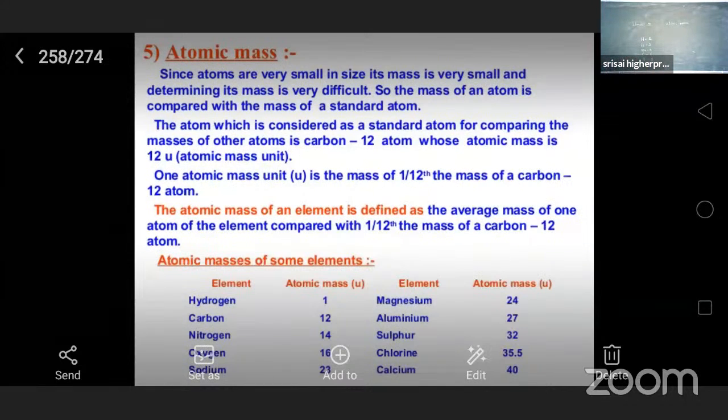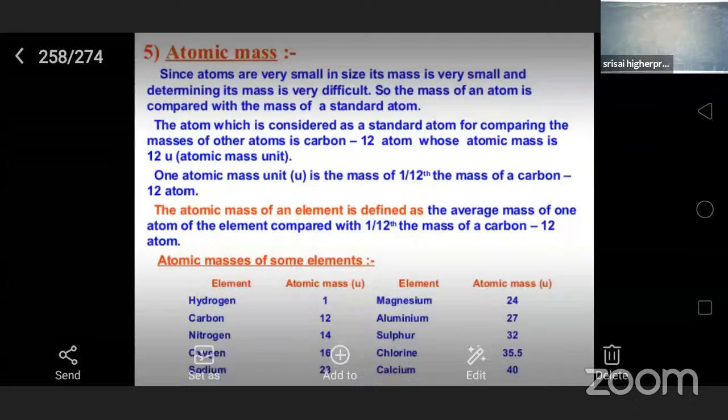Yesterday I gave you the atomic numbers to write today. So I am asking you, have you completed or not? Yes. Have you completed? Yes, ma'am.